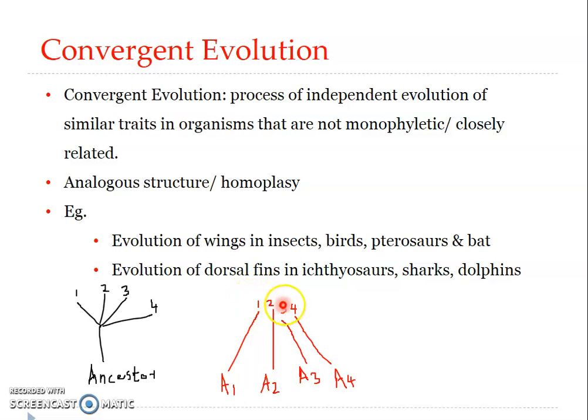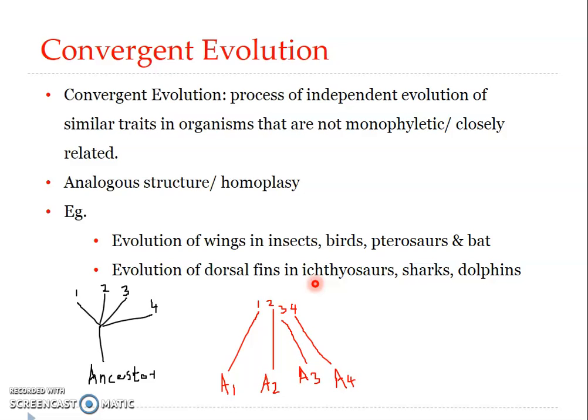There are four species, and these four species have arisen from four different ancestors: A1, A2, A3, A4. These four species have developed similar characters because they are living in the same kind of environmental condition. This kind of evolution of similar traits in different, completely unrelated organisms is known as convergent evolution.